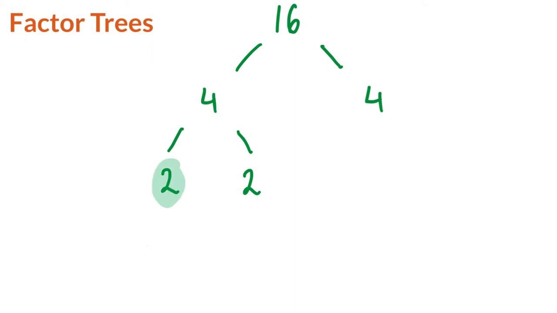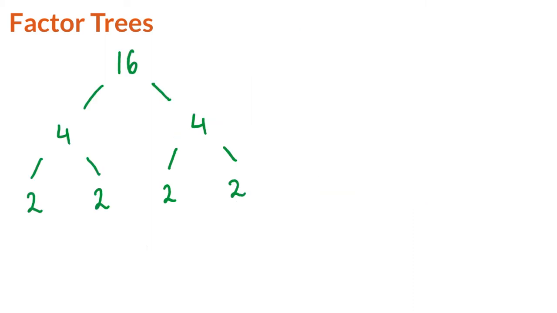Let's create another factor tree, this time for 16. We start by splitting 16 into any two numbers that multiply together to make 16. We are going to use 4 and 4. We continue splitting each branch until we get a prime number at the end of the branches. So 4 can be split into 2 and 2, and the other 4 can also be split into 2 and 2.